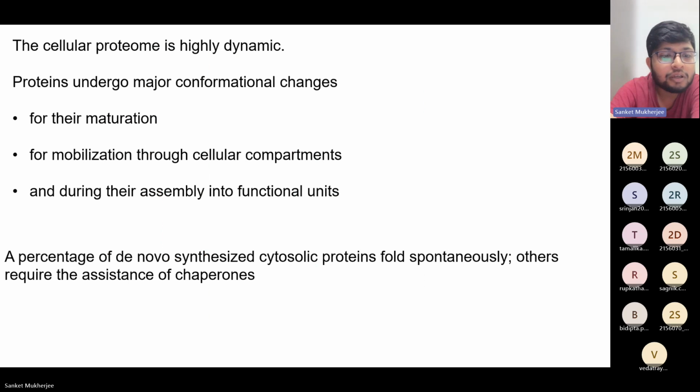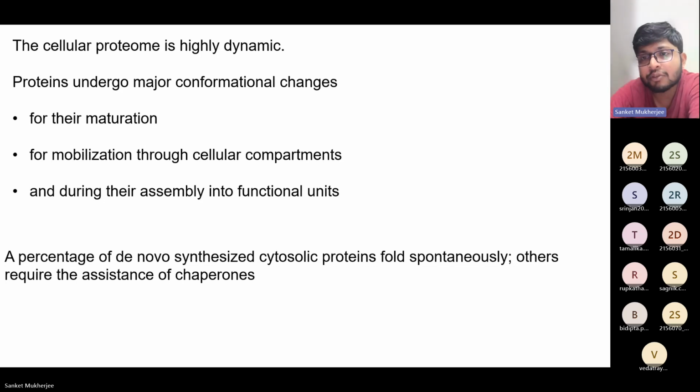Let's see. The cellular proteome is highly dynamic, and these proteins undergo major conformational changes for their maturation, for their mobilization, for assembly into different functional units, for their function, maturation, and localization. For these reasons, proteins need their conformation to be correct. A percentage of de novo synthesized cytosolic proteins fold spontaneously. Others require the assistance of chaperones.